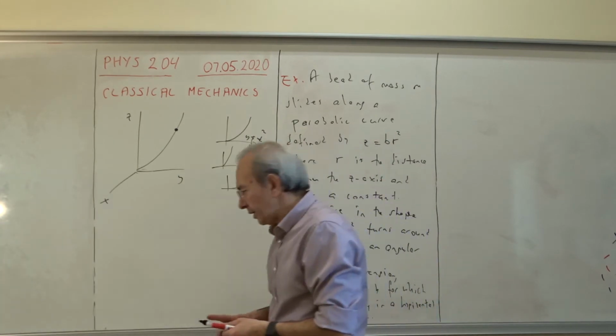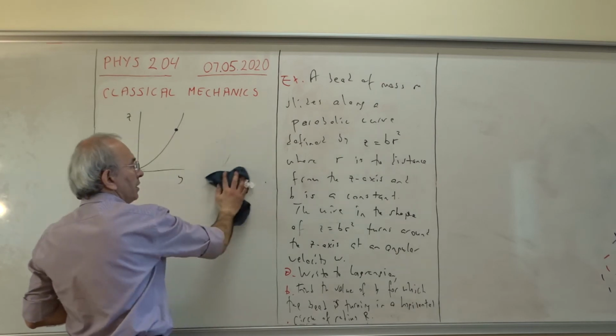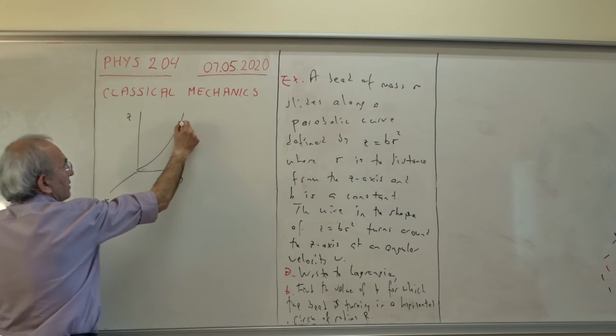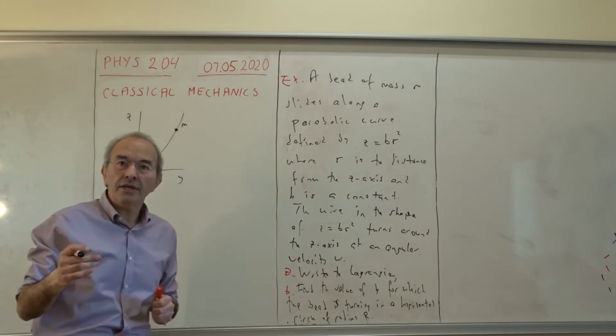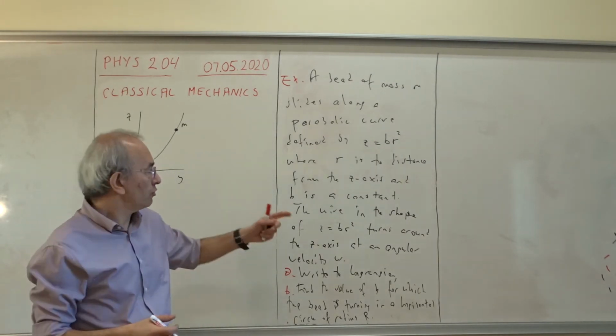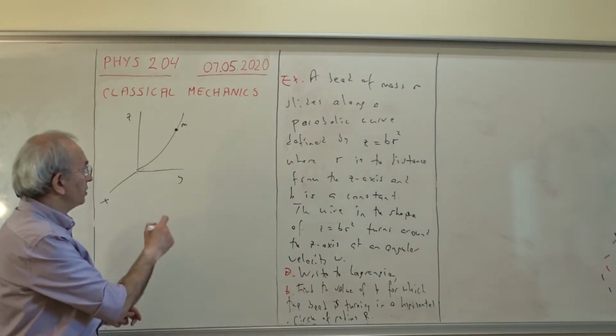Alright, this is the elementary part. So let's consider what is happening to the bead. That bead has a mass m. But we are interested in the velocities, and of course the kinetic energy and potential energy of this, because we have to use the Lagrangian method. So part A says, write the Lagrangian for this case.